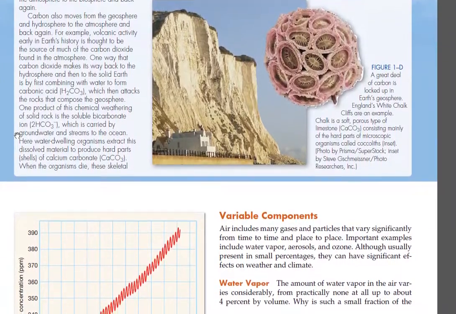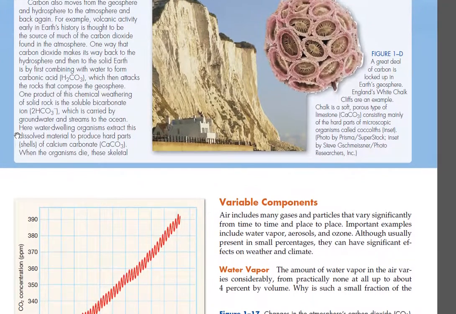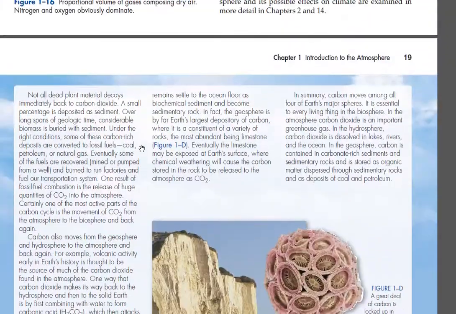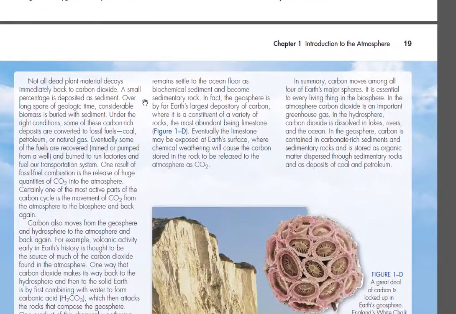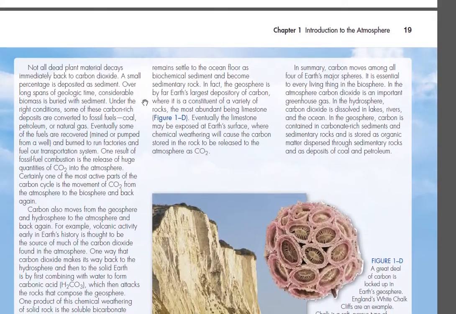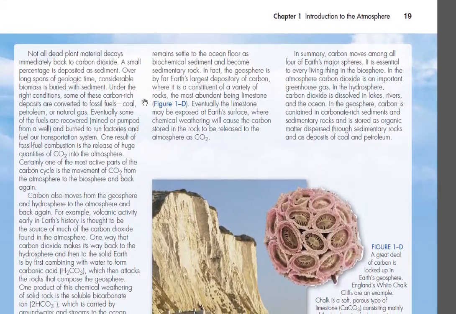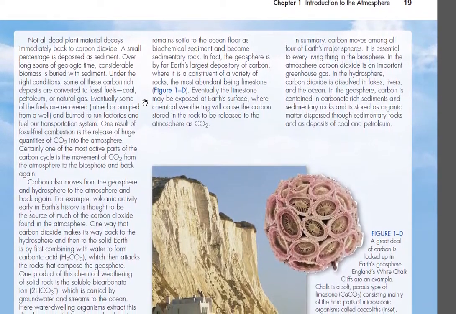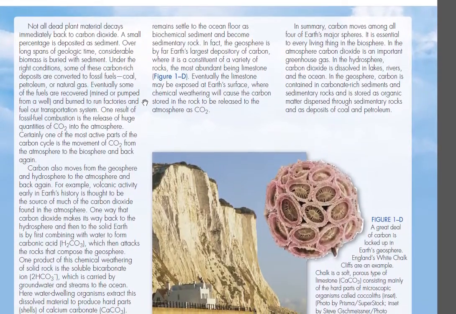Here water-dwelling organisms extract this dissolved material to produce hard parts, shells, of calcium carbonate, CaCO3. When the organisms die, these skeletal remains settle to the ocean floor as biochemical sediment and become sedimentary rock. In fact, the geosphere is by far Earth's largest depository of carbon, where it is a constituent of a variety of rocks, the most abundant being limestone, figure 1d. Eventually the limestone may be exposed at Earth's surface, where chemical weathering will cause the carbon stored in the rock to be released to the atmosphere as CO2.